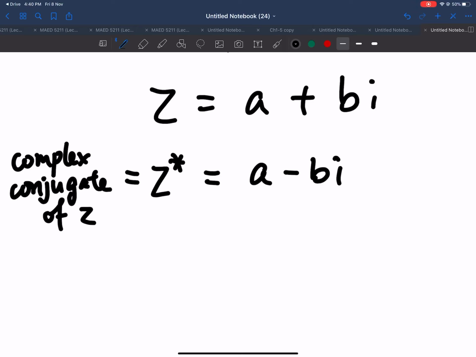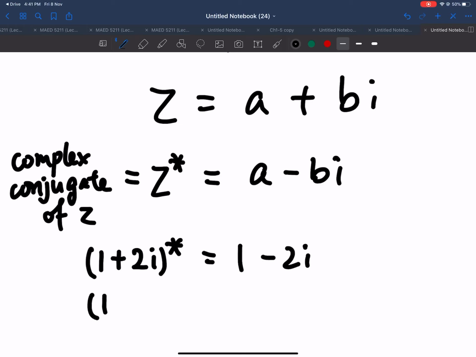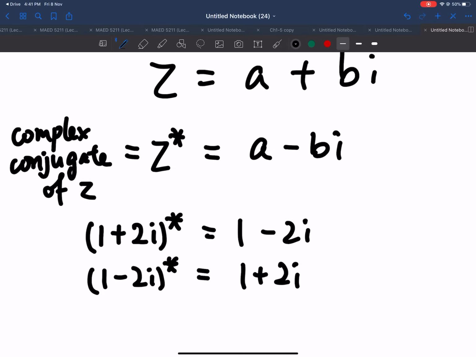Just make the imaginary part be negative. Can you say again? Just give you some example. Just like when it's 1 plus 2i, the complex conjugate is 1 minus 2i. So when it's 1 minus 2i, it'll give you 1 plus 2i. Only the imaginary part becomes negative.